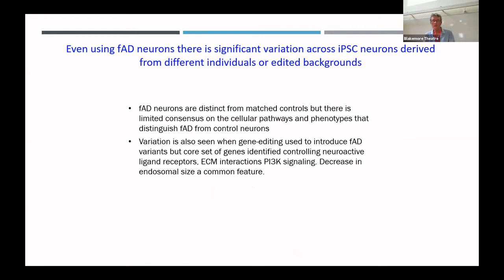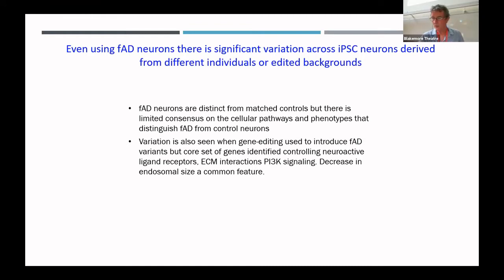So what do we conclude from that? We know that FAD neurons are distinct from their matched controls. There is some consensus on the pathways which are dysregulated due to that, but there is also a lot of variance there. You even see that variance when you use gene editing, but it's much less. And you get this core set of genes, which is easier to interpret against neurodegeneration when you look at what they're controlling. They're controlling the neuroactive ligand receptors, extracellular matrix interactions, PI3K signaling, and the endosomal size, which I mentioned earlier. These are interactions and pathways which we know are disrupted in the Alzheimer's brain.